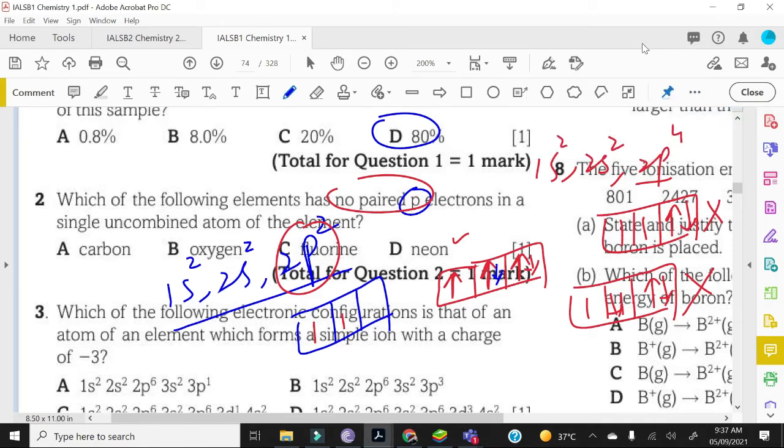You can see now the pairing. So this is not even the answer. So we have option B, which is saying that carbon is a single atom, uncombined one, which is having no paired P. This is unpaired and this is unpaired. Are you clear with this? Yes, sir. Okay.